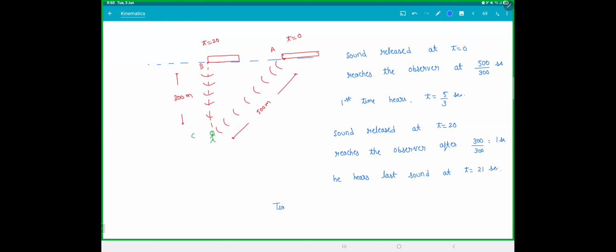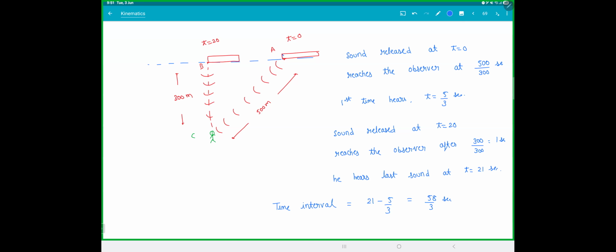So the time interval he hears. This guy started hearing the sound at 5 by 3 and stopped at 21. So 21 minus 5 by 3. He heard the sound for this much time. How much is this? 63 minus 5, 58 by 3 seconds. 19.44. Yeah, 19 point something you'll get. Clear with this? This is definitely less than 20 seconds. Is this making sense, everyone? If the train was actually going away, this guy would have heard the sound for more than 20 seconds. Clear with this? Again, I didn't use anything. We just used a little kinematics and a little sound.